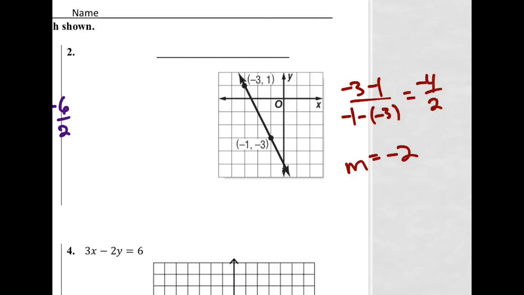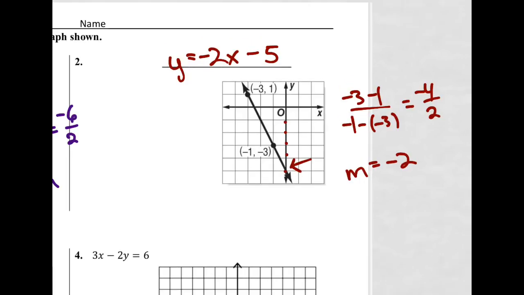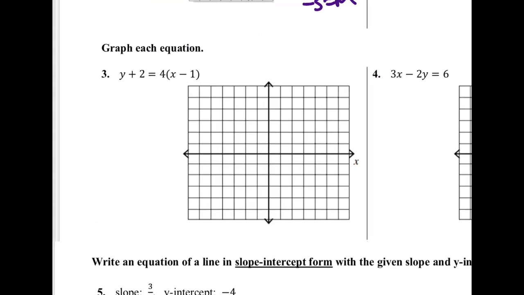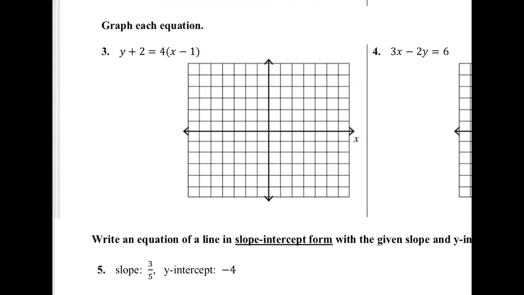And again, we don't see a point there, but that line clearly crosses the y-axis there at 1, 2, 3, 4, 5, negative 5. So then y equals negative 2x minus 5. All right, we're going to jump down here to 3 and 4. So graph each equation. Again, several different ways.